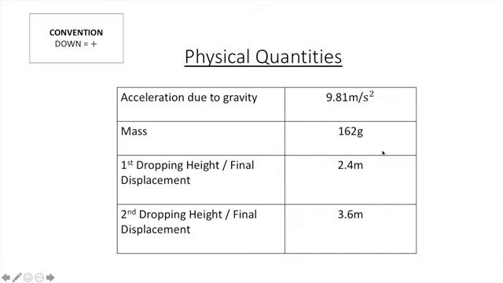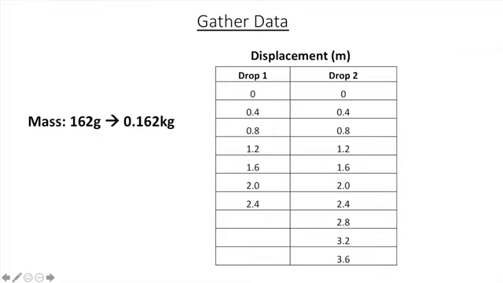Mass was 162 grams. The first dropping height, or final displacement for the first drop, was 2.4 meters and 3.6 meters for the second one. As for the data, I collected the displacement of the ball at different points in intervals of 0.2 meters for both drop 1 and drop 2, the one with the greater displacement. This was done to ensure that the ball was actually going in a straight line instead of curving, and the mass was found to be 0.162 kilograms throughout the lab.